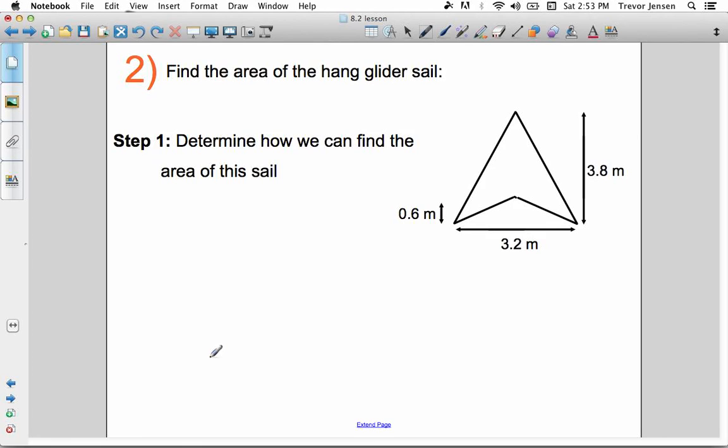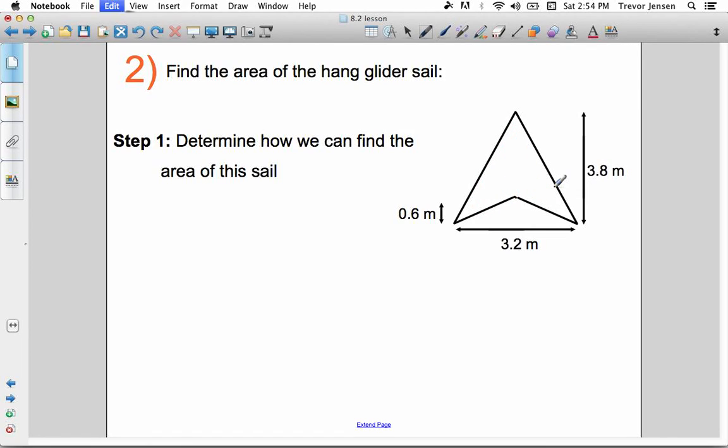Sometimes you'll have to follow a little bit of a different method. For example, I have this question here. Find the area of this hang glider sail. If you tried to do this one the way we did the last one, you might think, okay, I could divide this into two triangles, try and figure out the area of this triangle, add them together. But in this case, we don't have the information needed to do that.